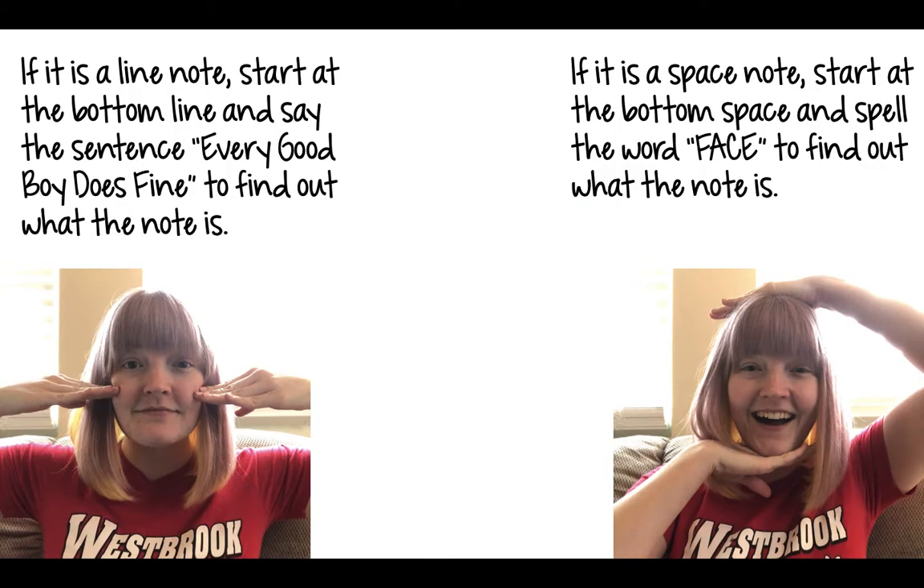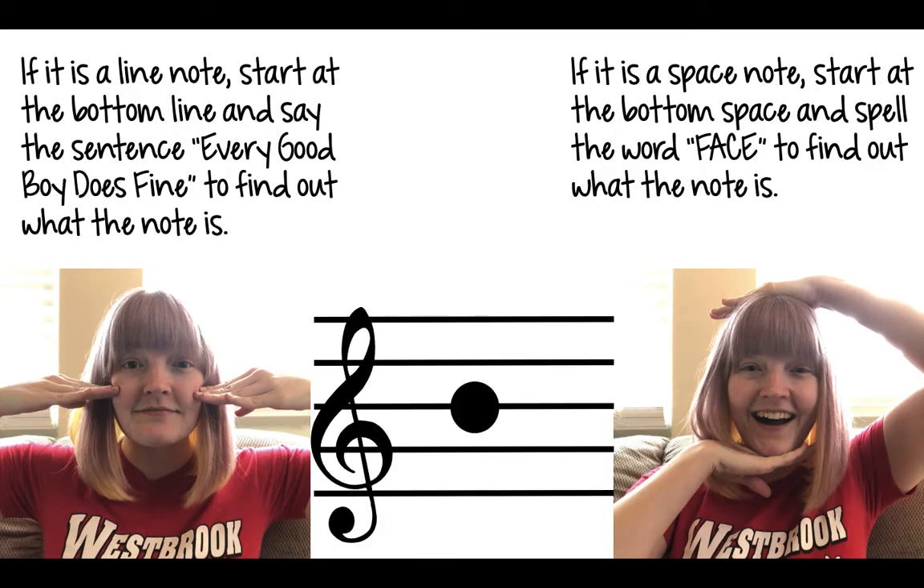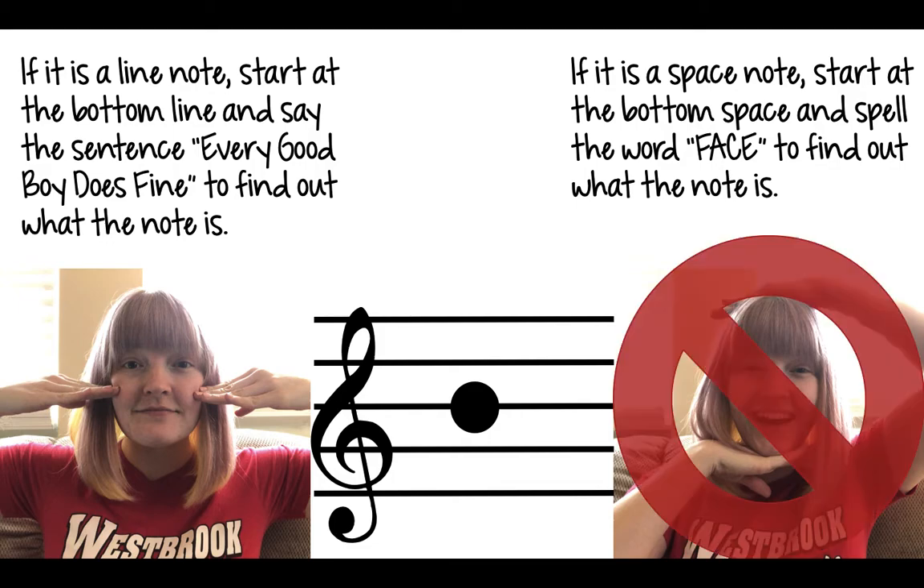So let's look. We have a note here. Is it a space note or is it a line note? Yep, it's a line note. There is a line going through it, so that is how we know it's a line note. So since it's a line note, we start at the bottom line and we say our sentence, "Every good boy." We're going to stop here because that's where our note is. That note is B.